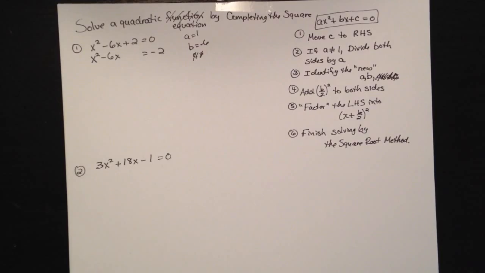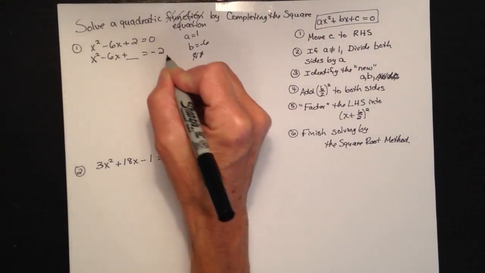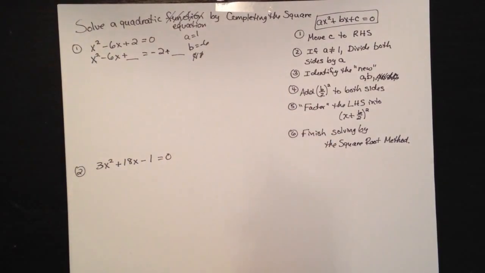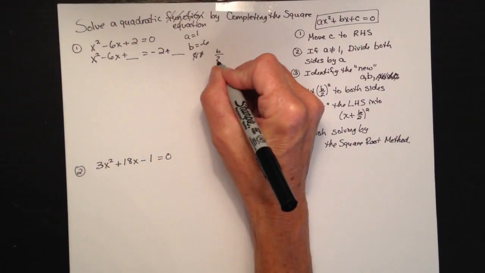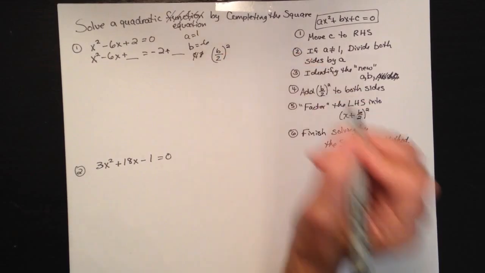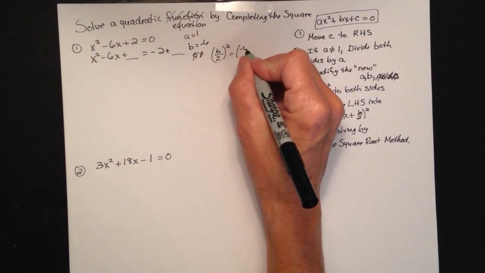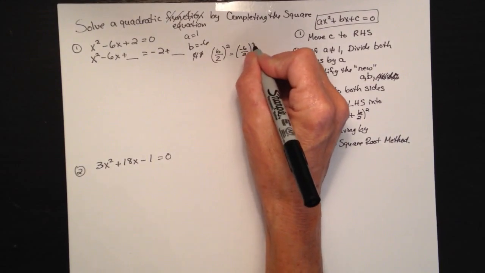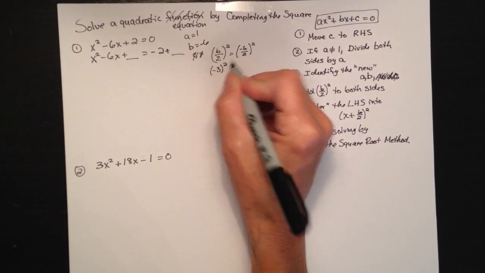All right. So then step 4 is to add b over 2 to both sides. I left a little space here because I know I'm going to be adding something to both sides of this equation. What I'm going to always be adding is b over 2 quantity squared. So b in our case is negative 6 over 2. Negative 6 divided by 2 is negative 3 squared.